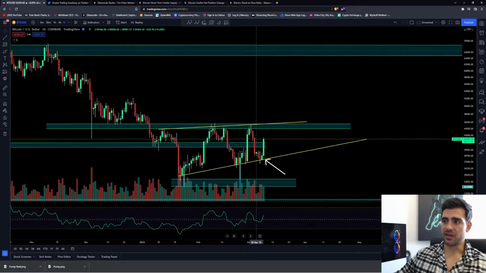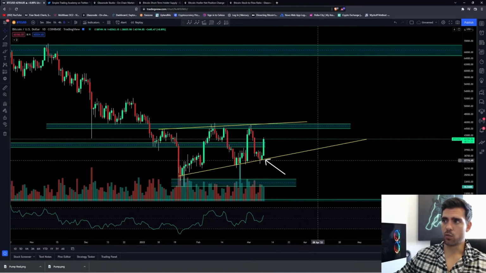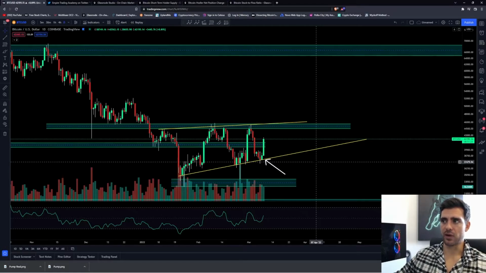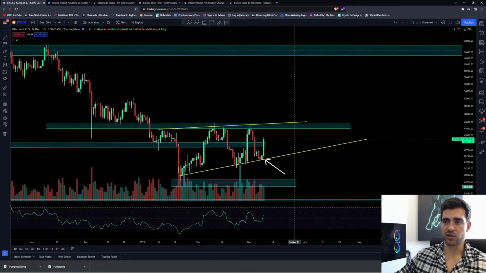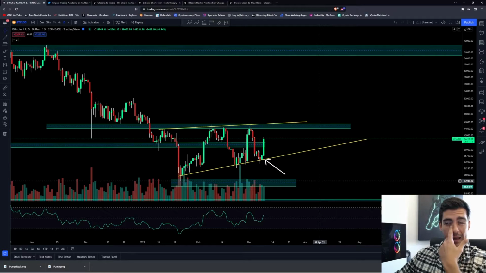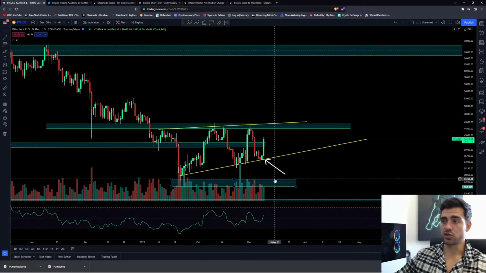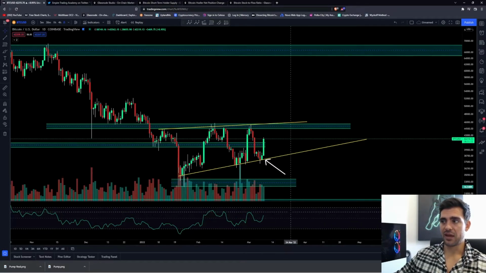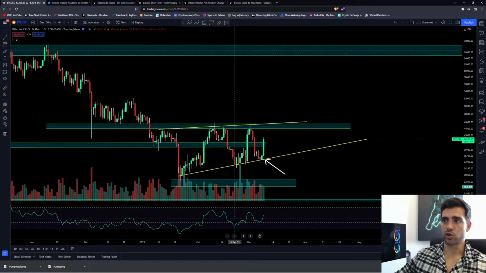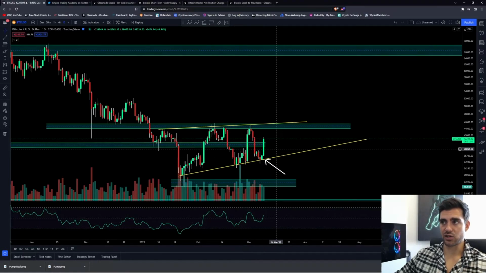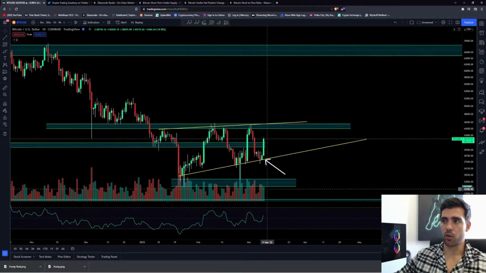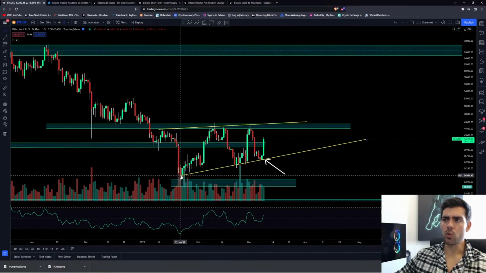Now, also something that we want to take notice of, and really the only indicator that we use to trade on top of price action, is RSI, and specifically using divergences on the RSI. And again, guys, remember divergences are basically the RSI diverging or doing something different than what price action is doing.